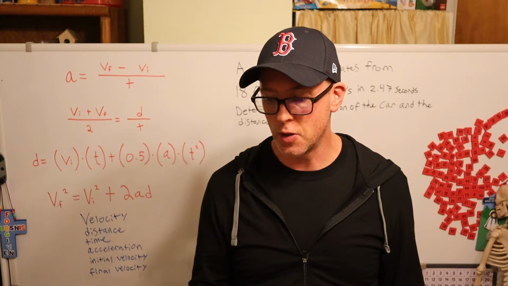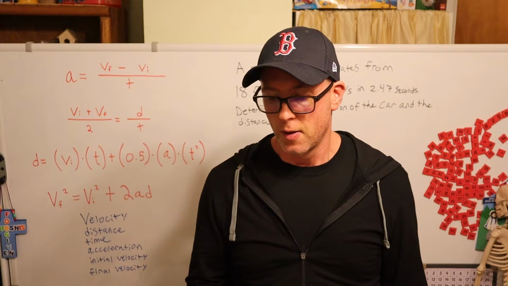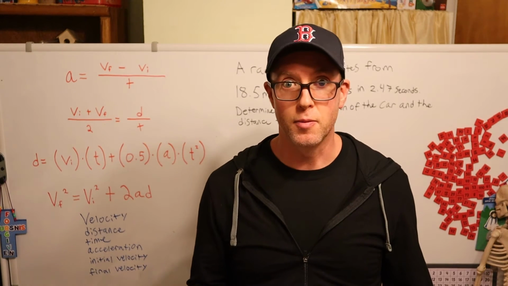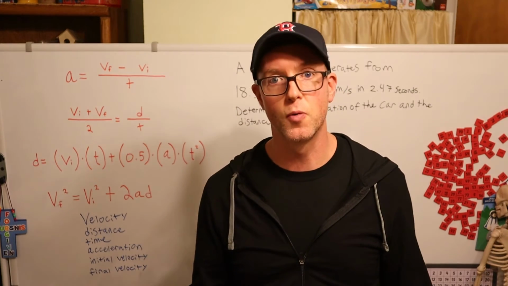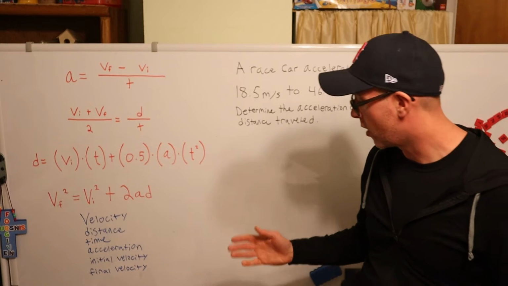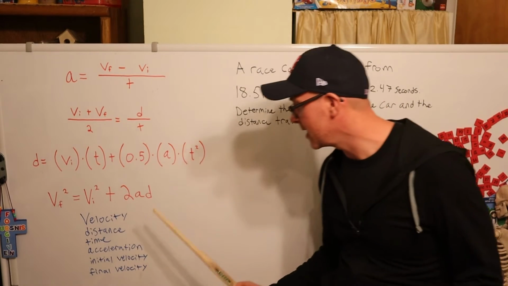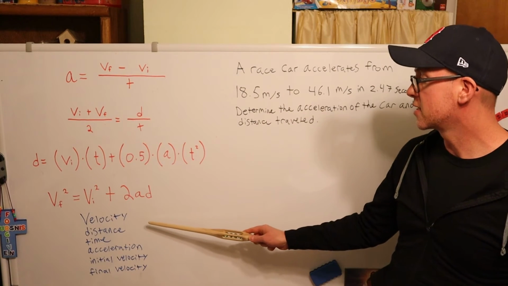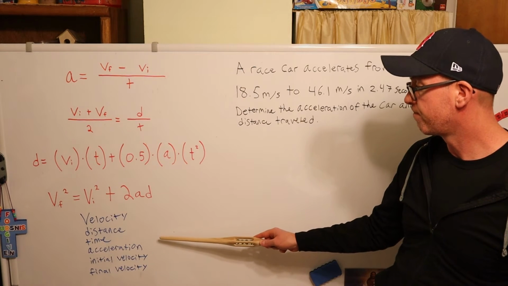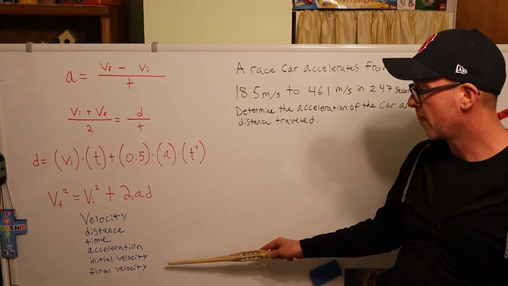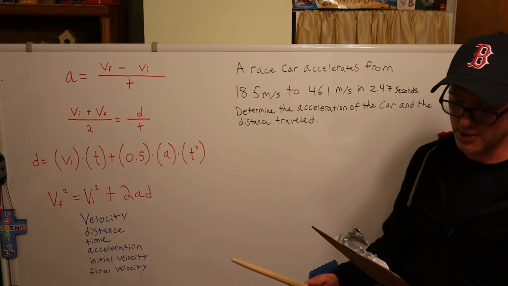What variables do we use to describe motion? Of course, we use many variables to describe motion, but the ones that you need to be the most familiar with are the ones that I have written on the board here. Velocity, distance, time, acceleration, initial velocity, and final velocity.